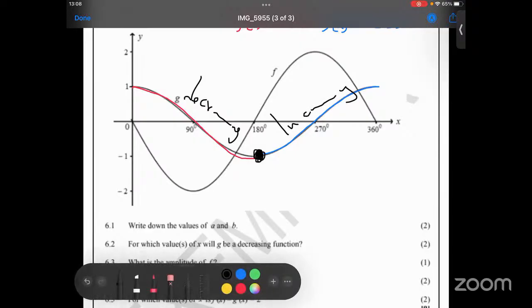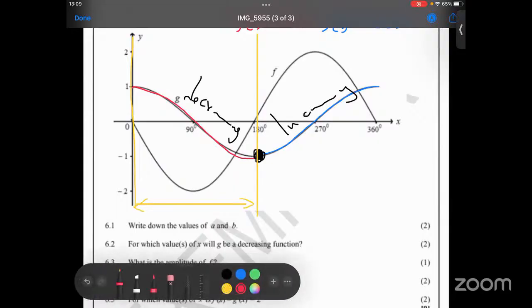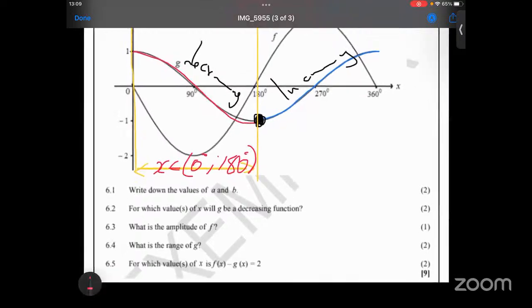So the section where this graph is actually decreasing is between 0 and that 180. So it is between 0 and 180, that red section. So that is why when you write it, remember what I said about the decreasing. It just depends on how you write the between. You can still say x is an element of 0 degrees and 180 degrees, something of that nature.